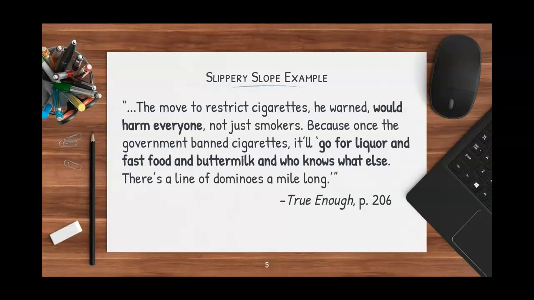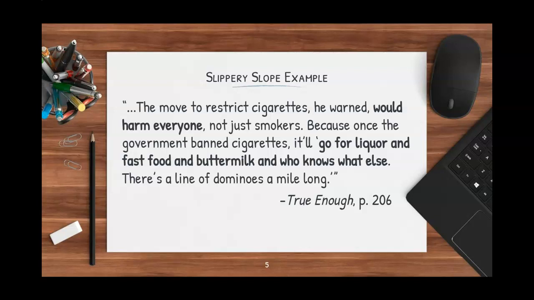This is from our book, True Enough, but later on, so we won't get to it for a little while. This is a quote from a movement that was used to try to make sure that there wouldn't be a federal ban on cigarettes. And so I'll just read the quote to you. It says, "The move to restrict cigarettes," he warned, "would harm everyone, not just smokers. Because once the government banned cigarettes, it'll go for liquor and fast food and buttermilk and who knows what else. There's a line of dominoes a mile long."